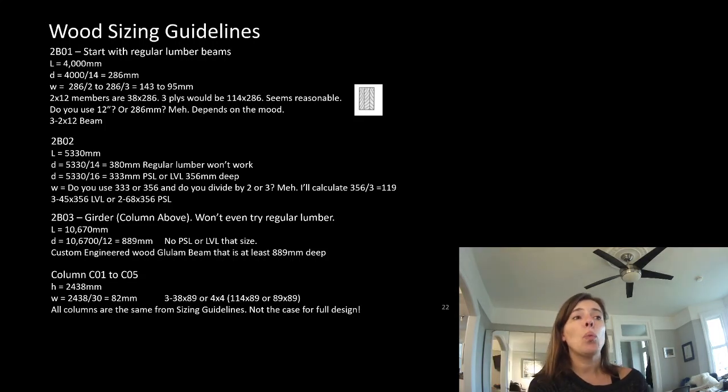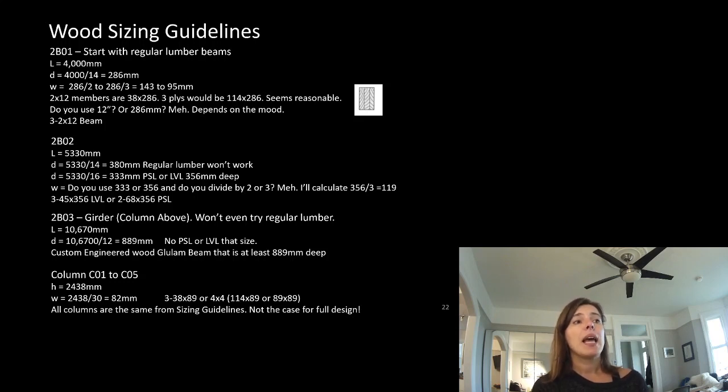Now, the last one was our girder. Again, this one's double the length of our 2B02, so I'm not even going to try regular lumber if it didn't work for the other one. And I have a deeper sizing criteria because this one's definitely a girder.